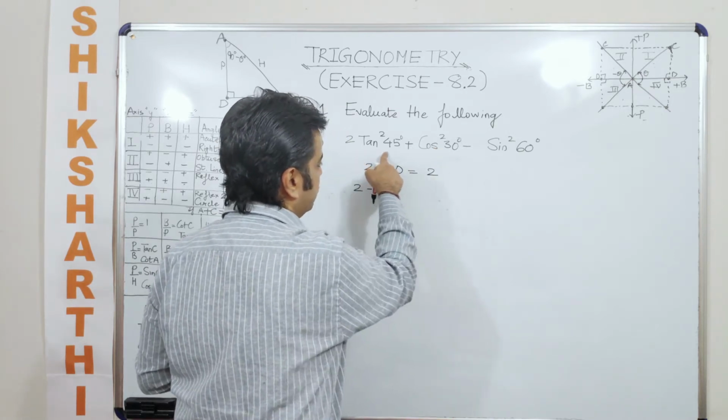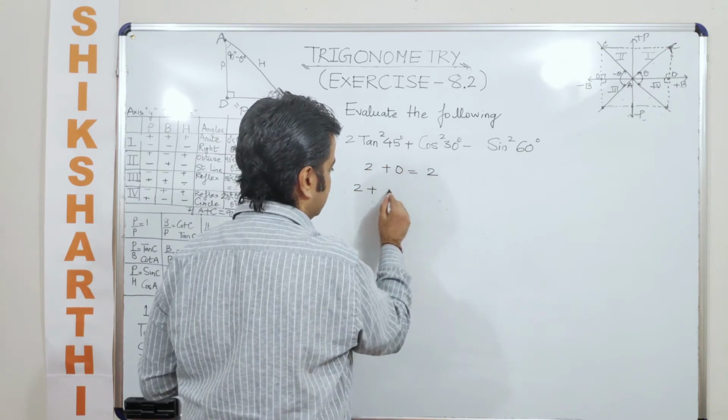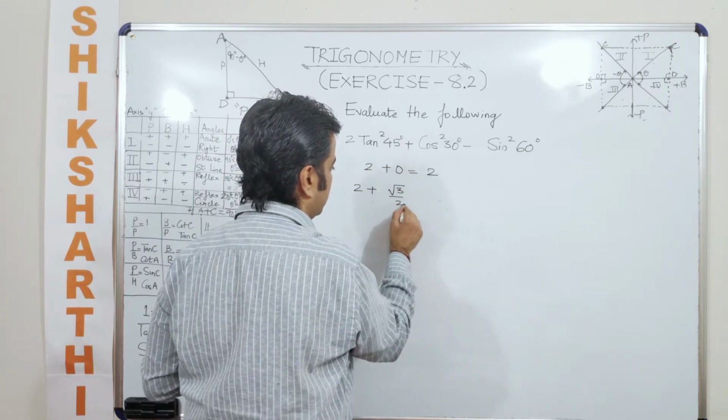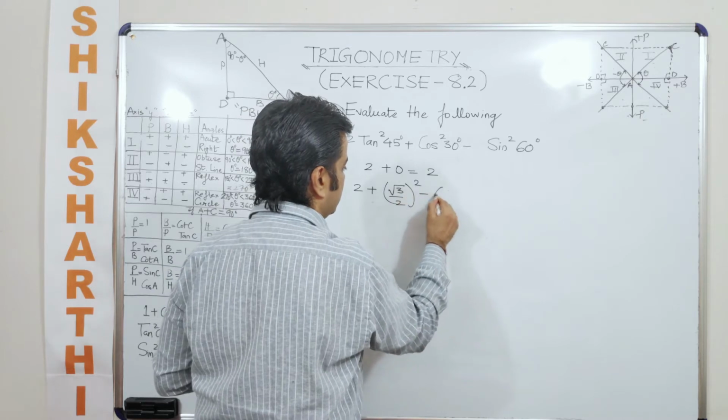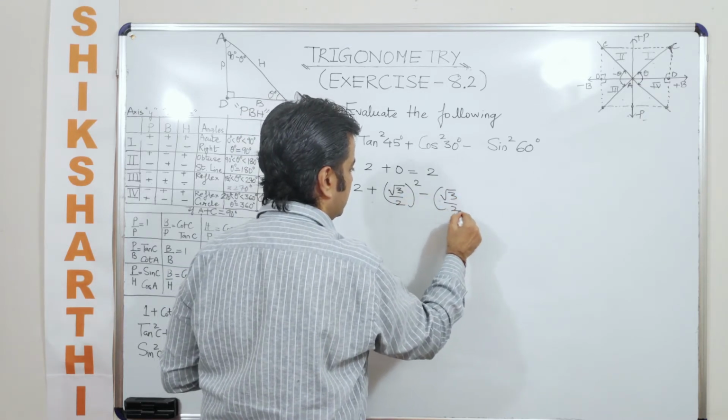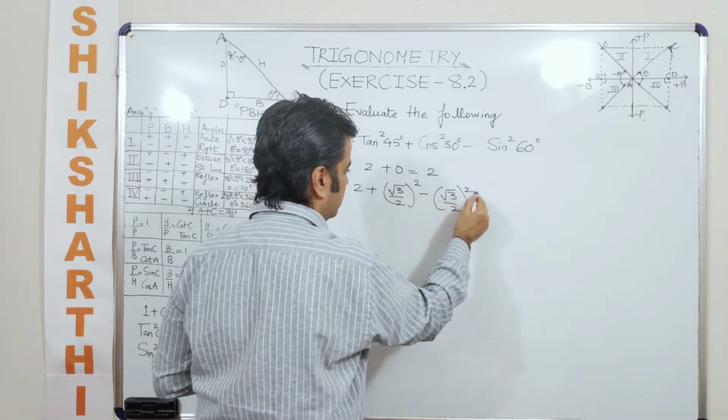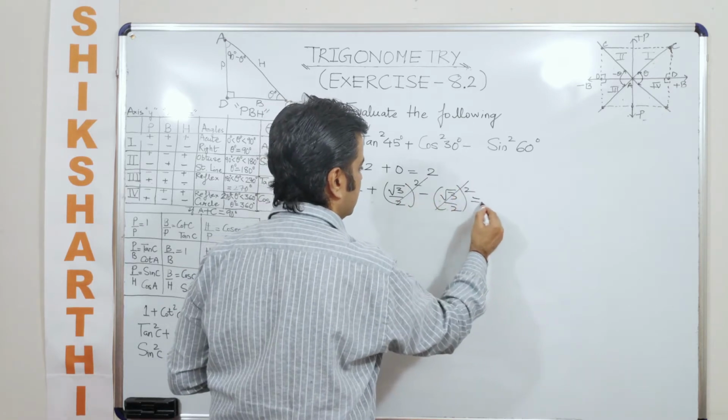Or I substitute the values to get the answer, which is just like saying 2 plus, now cos square 30 is root 3 by 2 whole square, minus root 3 by 2 whole square. In any case, you cancel this out and you get the answer as 2.